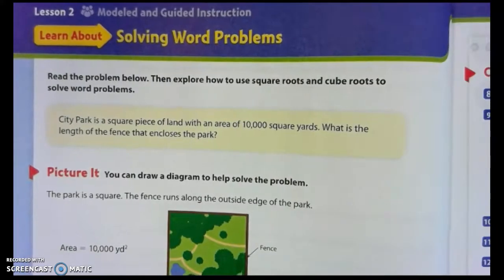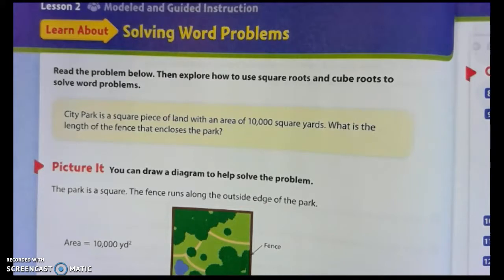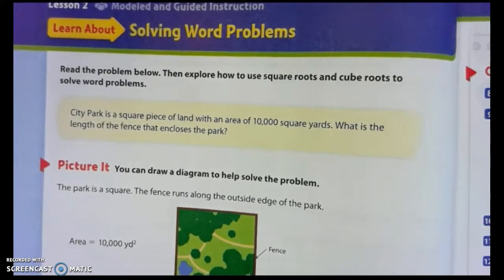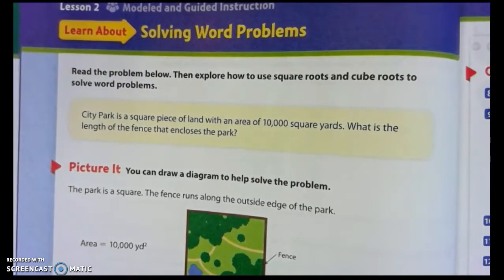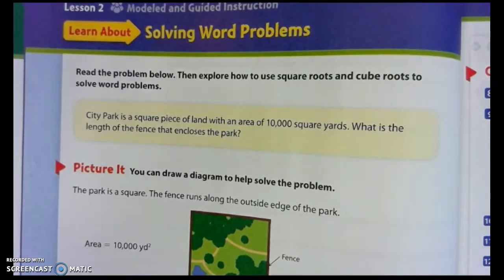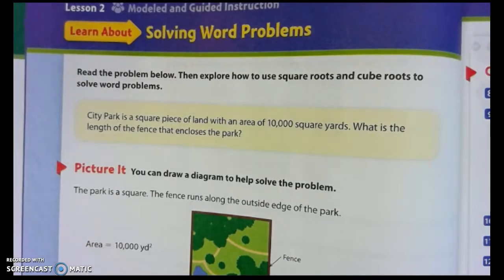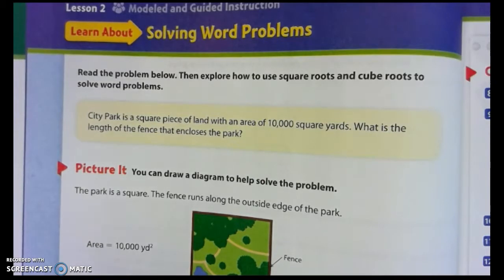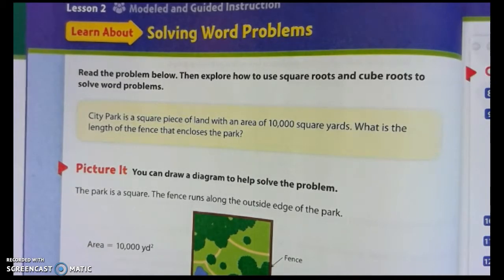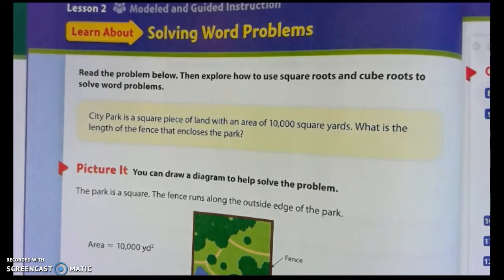At the top of page 16 is where they're going to introduce us to solving word problems. Word problems is where they want this lesson to go. It's not about can you take a square root, can you take a cube root. They want you to be able to solve these real world problems. Read the problem below, then explore how to use square roots and cube roots to solve word problems.